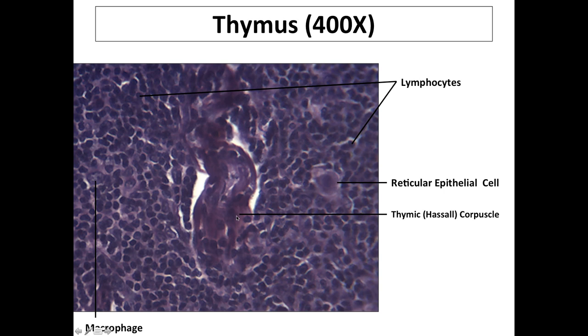This one looks kind of elongated. Sometimes they look nice and round. So there's a high level of variety here in how to identify these corpuscles. Their function is not well understood. But being able to recognize them can help you classify this as the thymus.